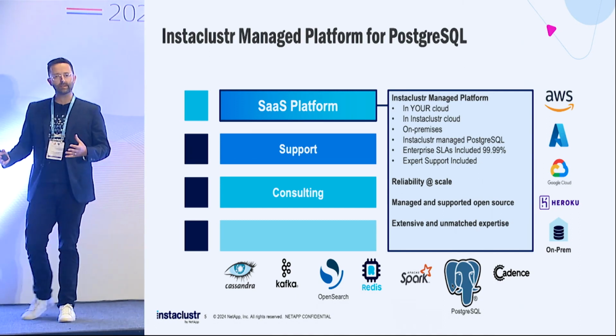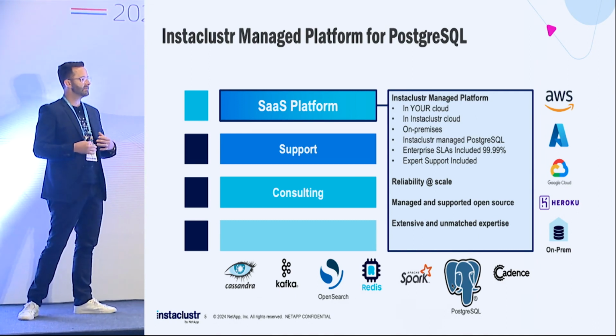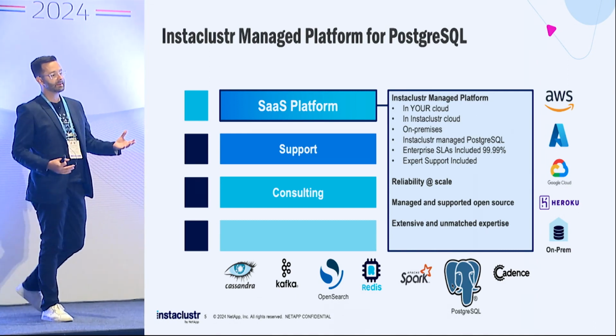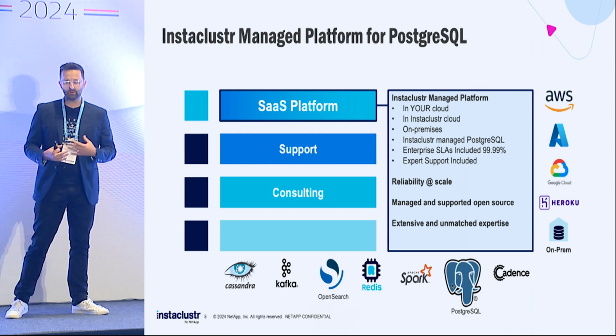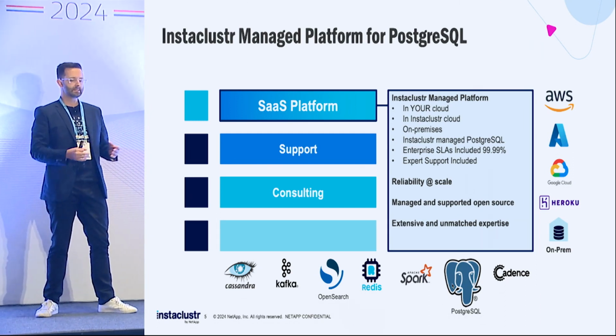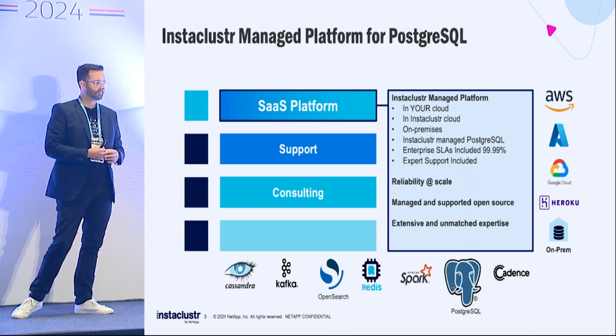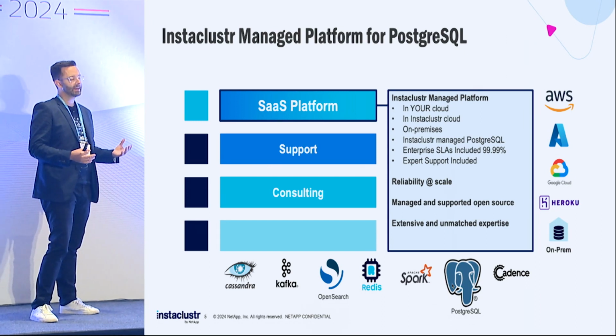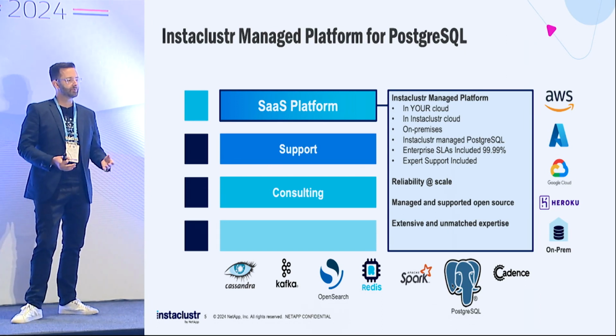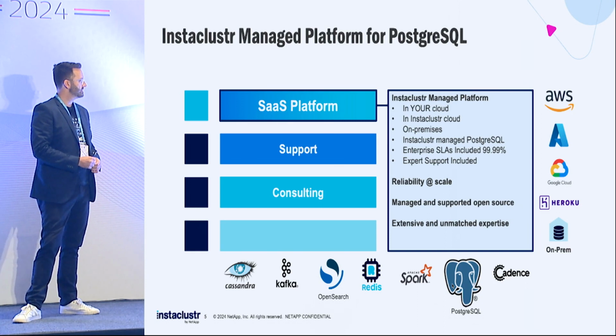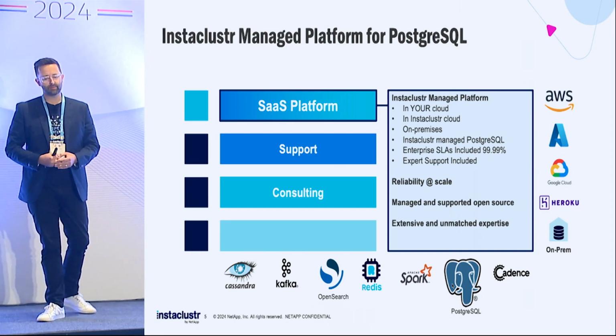So that's what Instacluster is. Now we actually deliver those capabilities in your cloud as a customer, or in our cloud, or on premises, we don't mind. We do deliver enterprise SLAs around availability of your open source projects as well. So for Postgres, we've got 4 nines availability.